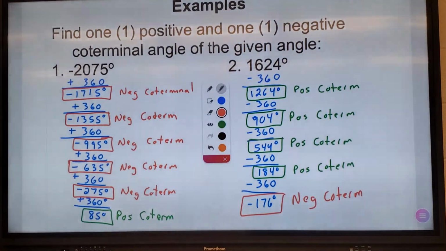Okay, and on the flip side again here, instead of subtracting 360 all the time, we could have added 360. And if I would have added 360 to the 1,624, I would have ended up with 1,984. That would also be a positive coterminal angle that would be acceptable.